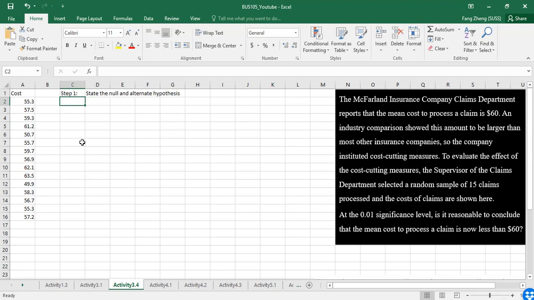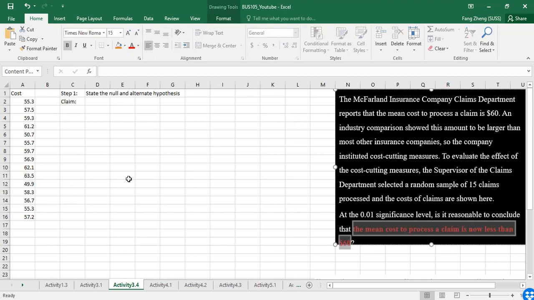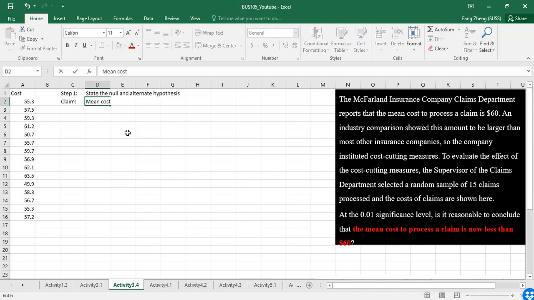So in this question, what is the H0 and H1? We need to first find what is the claim to be tested in this question. So the claim to be tested is here. Is it reasonable to conclude that the mean cost to process a claim is now less than $60? So this is our claim. Mean cost to process a claim is less than $60. The claim, usually we put it as H1. So what we can write here is mu smaller than 60. Therefore, the null hypothesis will be the other side, bigger than or equal to 60.